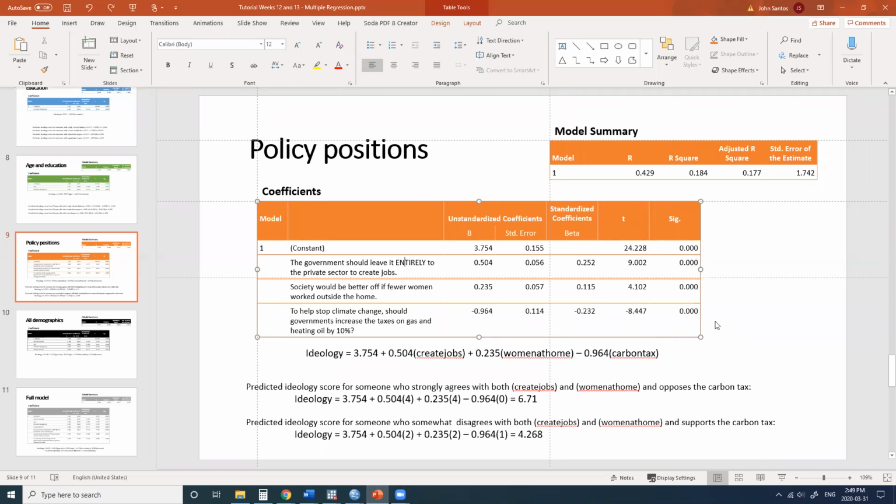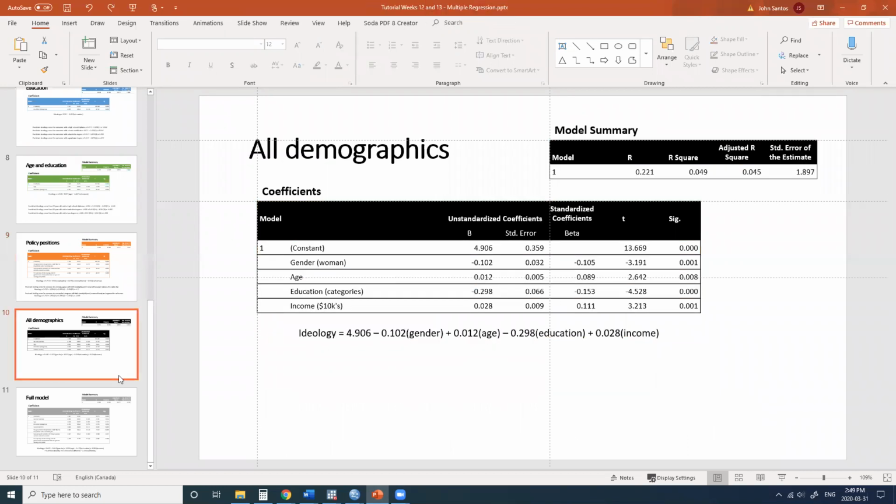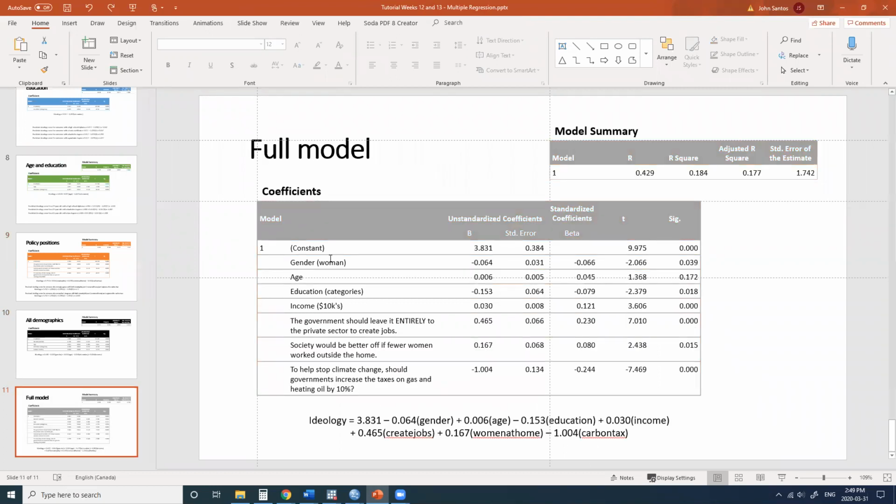So we're almost out of time. I'm just going to see if there are any questions left from folks that I haven't quite addressed. If you have a question, please type it out. While you're doing that, I'm just going to show you the other slides in this deck. So here's a model with all of the demographics, and here's the full model, which has the demographic variables and the three political orientations as well, right?